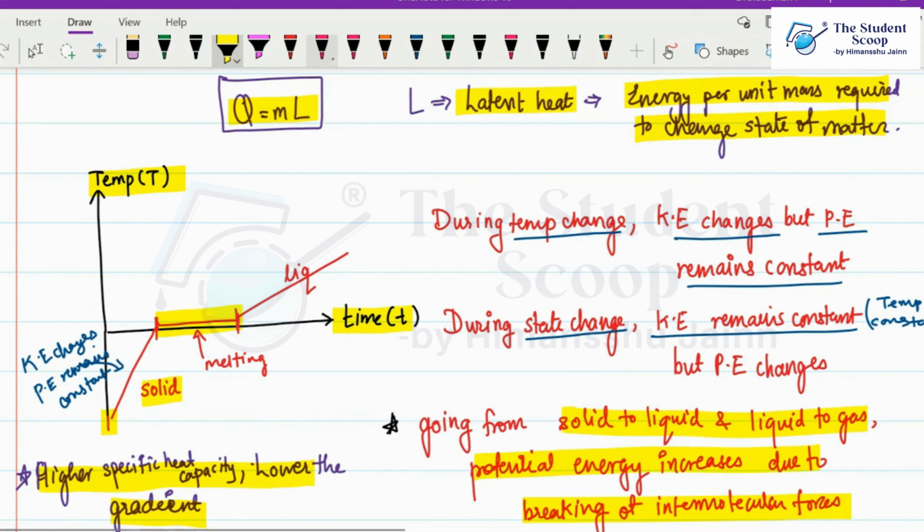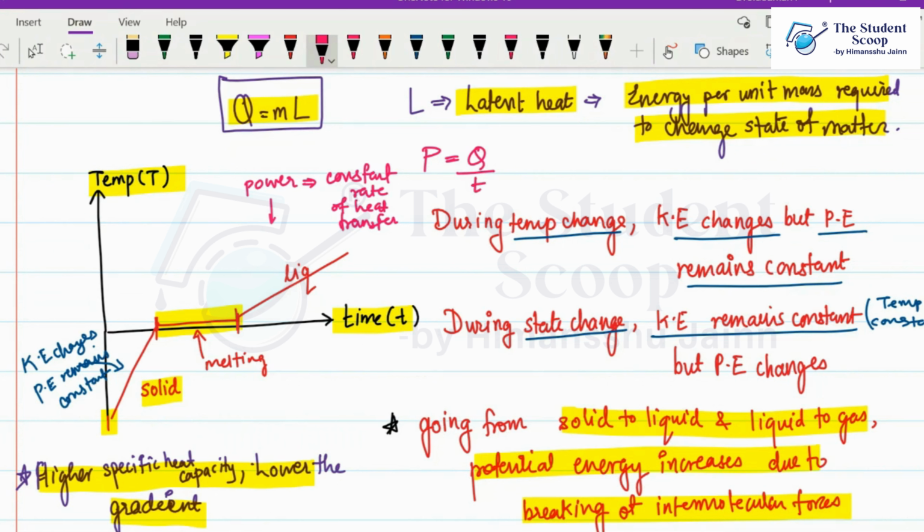And most of the time, those graphs are provided with constant power supply, or constant rate of heat transfer is what they mention in the question. So if they don't mention power, don't get confused. It is just a constant rate of heat transfer, and we need to know that power is related to the energy required over time. So most of the time we can calculate the energy that is required by taking power into time, and this energy can be anything. This energy could be mc delta t or whatever.